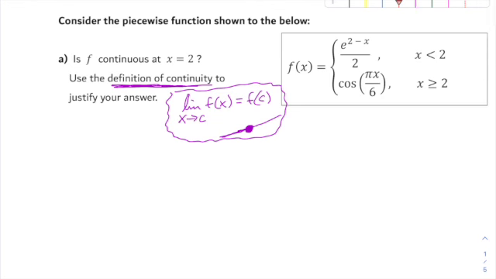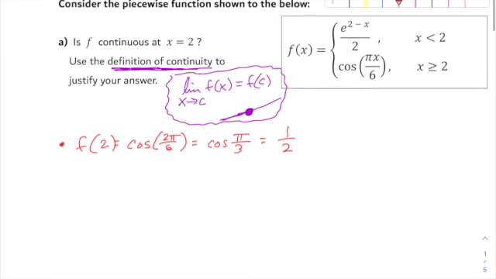No particular order here, but you might say, let me see if the y value exists, and you can see that for x greater than or equal to 2 the function is cosine of pi x over 6. So we're going to use the second equation to find f of 2. You plug 2 into that, and you get 2 pi over 6, which you may already be reducing in your head to cosine of pi over 3, and that is equal to 1/2. Hopefully you're good with your unit circle values.